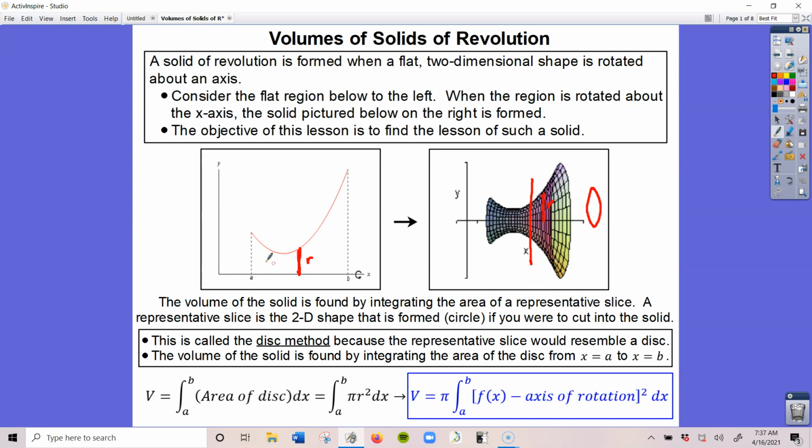And if you go around through the whole figure, the radius changes, and it all depends on the function. So when you're actually integrating, the radius is found by taking f of x and subtracting it from the axis of rotation, which if it's just the x-axis, would be 0, because the x-axis is y equal to 0. So when you are rotating, the radius is f of x, which is the y, minus the axis of rotation, which is the x-axis, where y is equal to 0. So that's how we would find the volume of this solid.